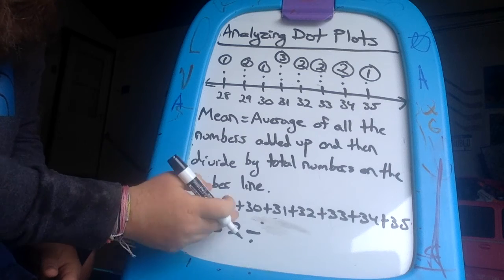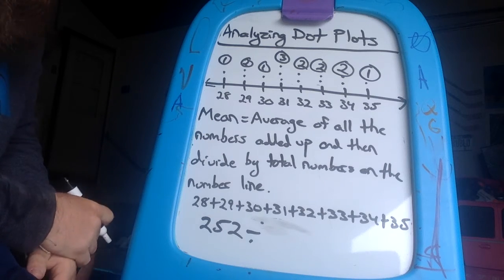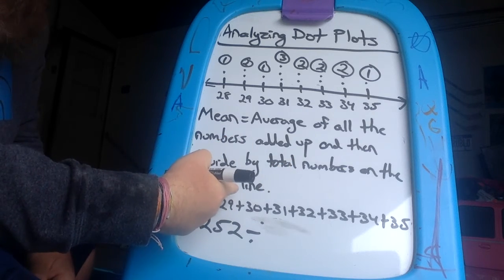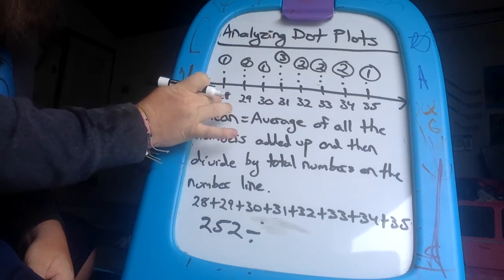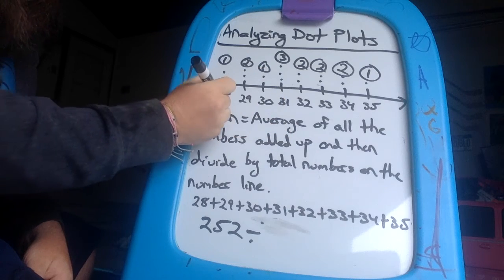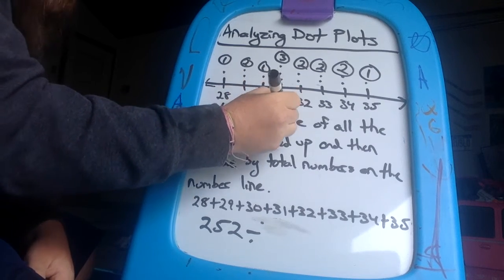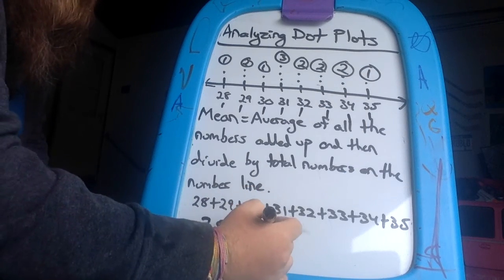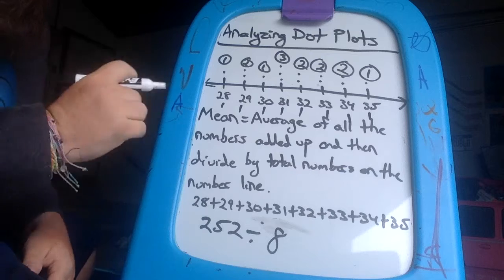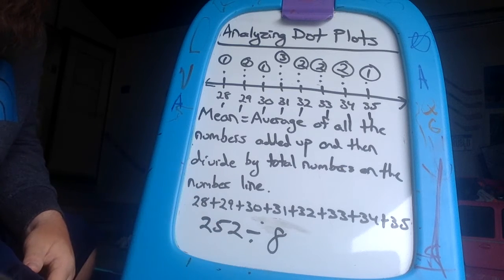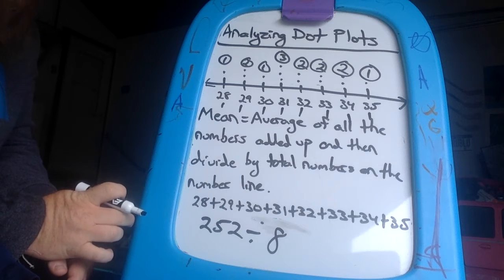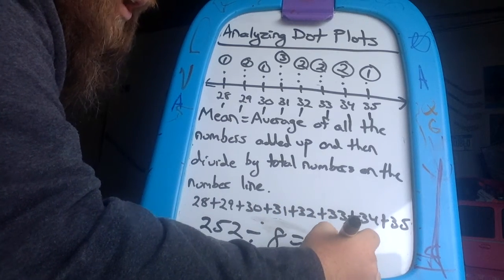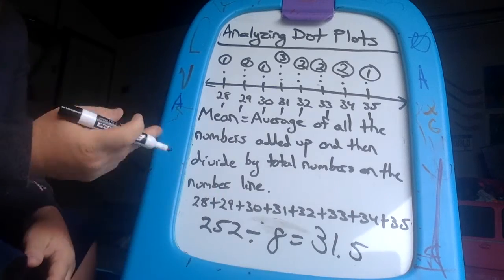So if I have 252, which is correct for my total, then I need to divide that by the total number of numbers on my number line. Not based on the dot plot, but based on the numbers on my number line. So I have 1, 2, 3, 4, 5, 6, 7, 8. I'm dividing the 252, which is the total, by 8. Once I do my division correctly, I'm going to get a rough score of about 31.5. You can round it up, or you can leave it.